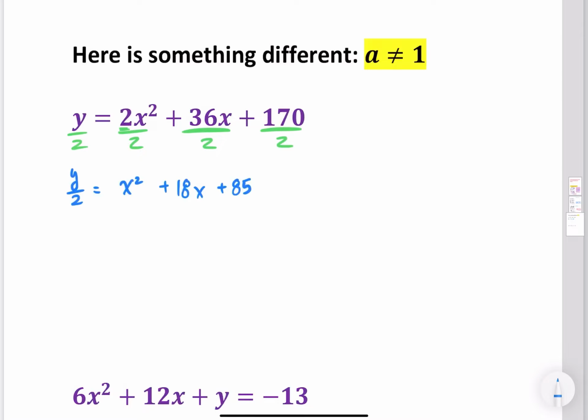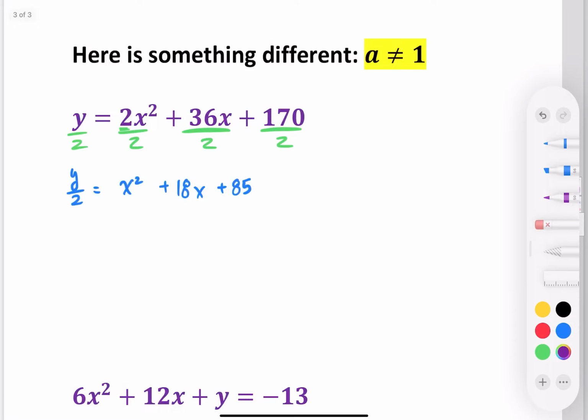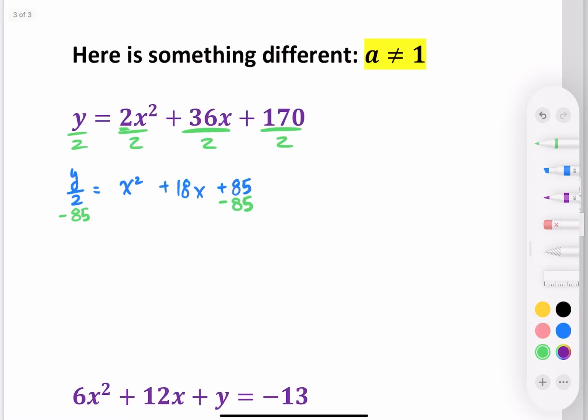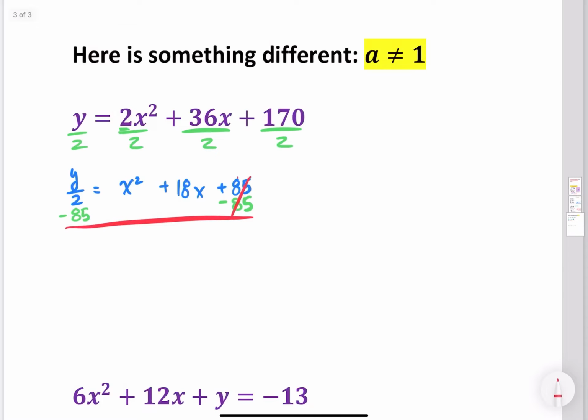Okay, so this is kind of like what we had before, but now we've got that 2 underneath our y. I don't want you to be afraid of it. Let's just keep doing what we do. So I'm going to go ahead and get rid of that 85 because that 85 is not going to give me a perfect square. So I'm going to get rid of that 85 by subtracting 85 on both sides. The 85s on the right will cancel each other out, leaving us with y over 2 minus 85 is now equal to x squared plus 18x.